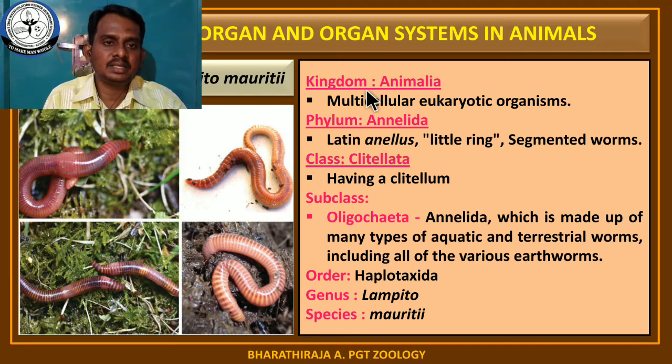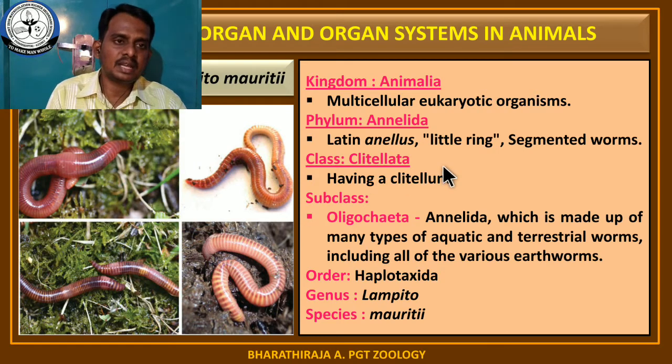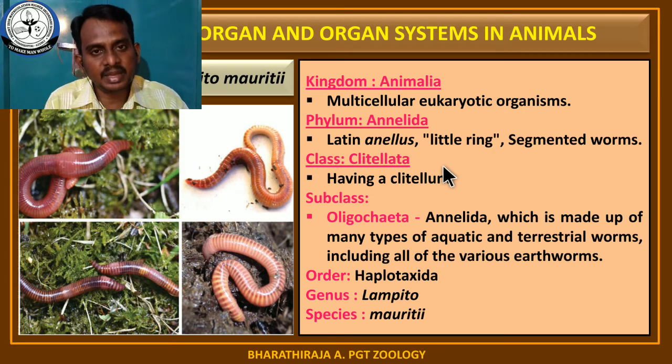And the second thing is phylum. This animal belongs to phylum Annelida. Annelida is a Latin word. The body is made up of several rings. The rings are normally called annuli. See, there are many rings. And these rings are normally called segments, so it is otherwise called a segmented animal.